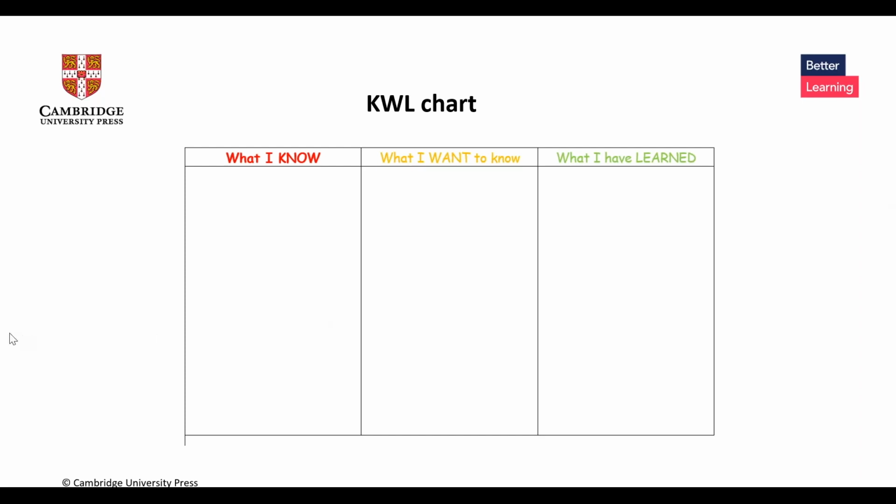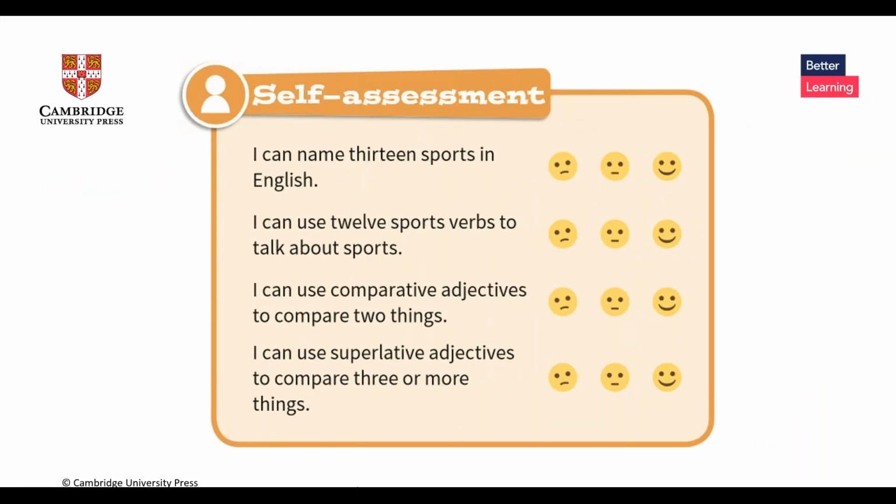Another way you can approach this is by using a chart like this one for self-assessment. So in this particular example, students are actually given the areas that they have to reflect on. And here you can see they're almost written as can-do statements. I can name 13 sports in English. I can use 12 sports verbs to talk about sports. And as you can see here, these aims or these objectives are very much focused on the target language in that particular coursebook unit.